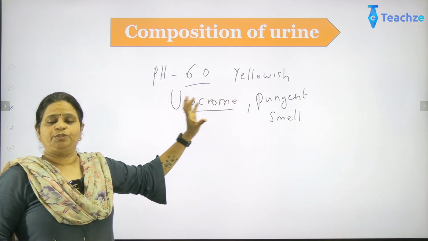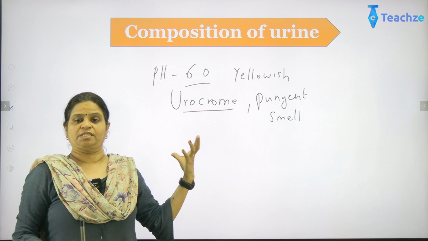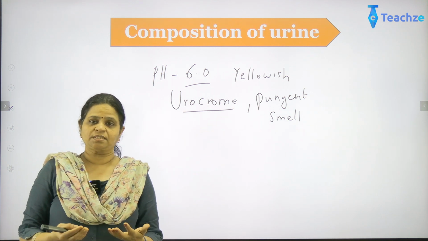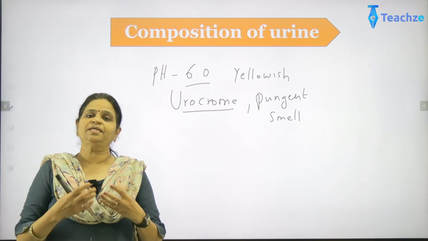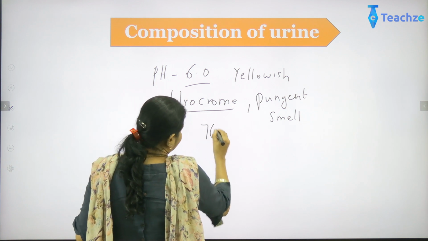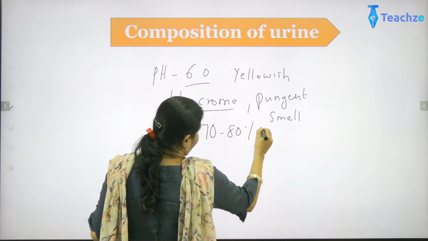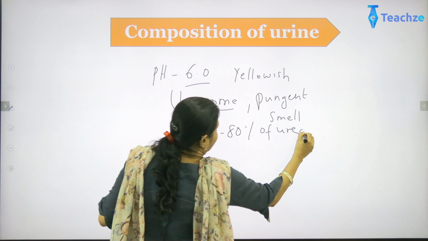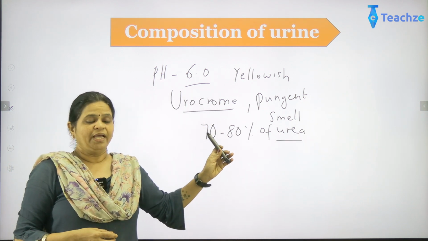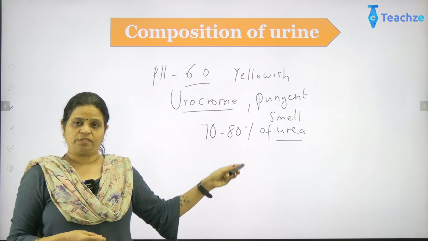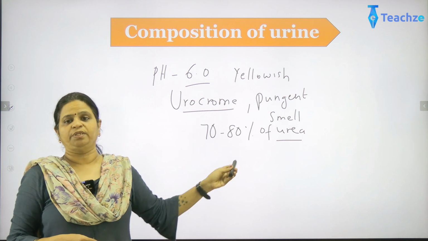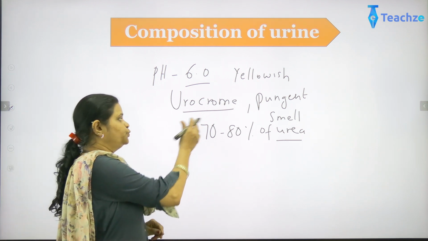and this urine contains whatever we have seen, which are all removed from the body: excess of salts, glucose, proteins, excess of water, everything is removed through this. And remember, 70 to 80% of urea is filtered through urine. So urea has to be removed from the body. If it stays in the body, it gets toxic.